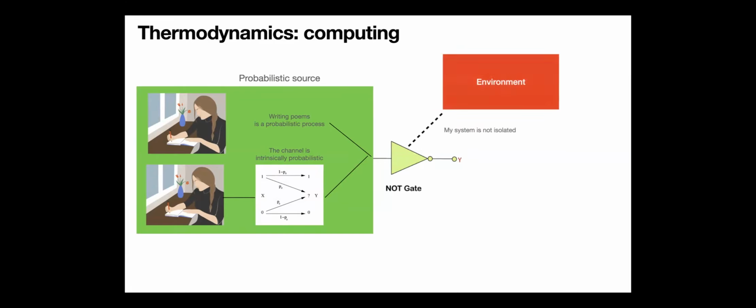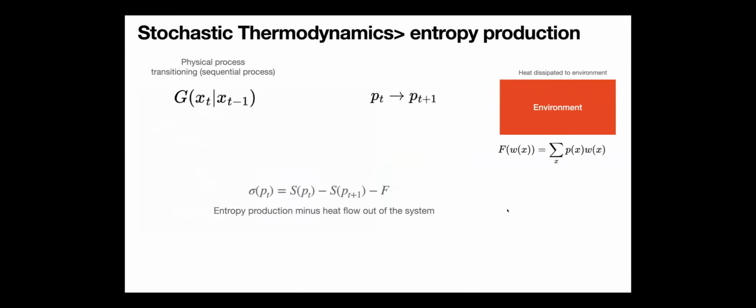On top of this, we also need to add the fact that the device you're inputting into lives in an environment, so it's dissipating some heat. And stochastic thermodynamics is perfect to describe this type of process. In particular, here is the mathematical framework. We will assume that there exists a process, which we will call G, that evolves probability distributions. All that G does is describe how the probability distribution at time t evolves to time t plus 1. So p_{t+1} is G(p_t).